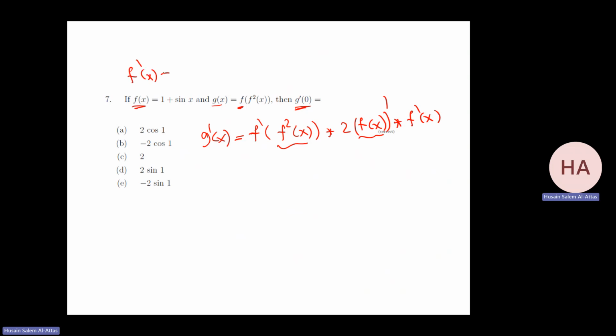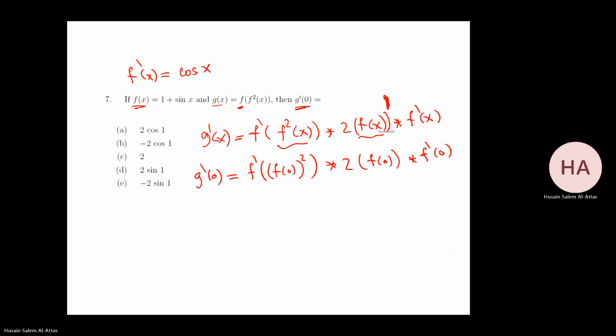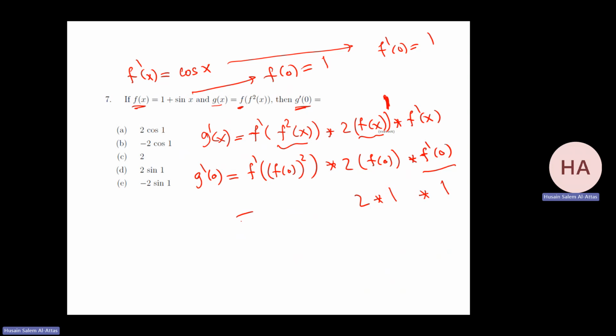So what is f prime at x? This is cosine x. Okay, so now let me do it at 0. G prime at 0. That will be f prime at f at 0 squared, times, this is to the power 1, times 2 f at 0 times f prime at 0. Right. From here, what is f at 0? 1 plus sine 0, that will be 1. And from here, what is f prime at 0? Also 1. Yeah, f prime at 0 will be 1. So this is 1. This is 1. This is 2.